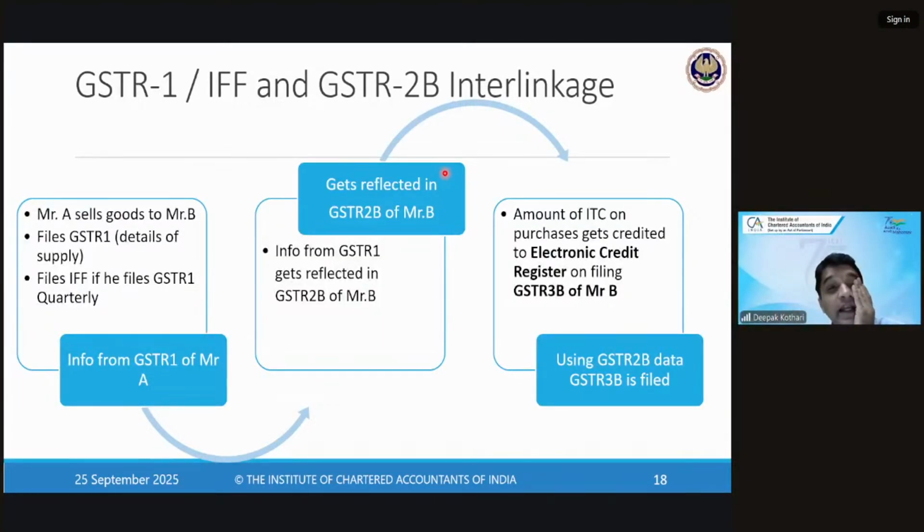So when do we claim the credit? Once you have purchased the stock. Immediately on purchasing the stock, you will claim the credit. Once you have claimed it, even if it is sitting as stock, your credit will not get affected. Once you have claimed the credit, it will be in your electronic credit ledger. Whether the stock is sold or lying doesn't matter. Okay, sir.